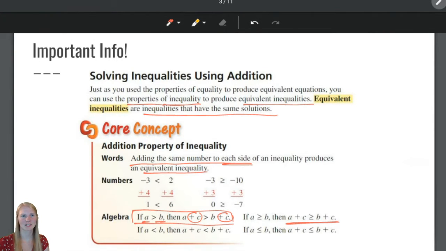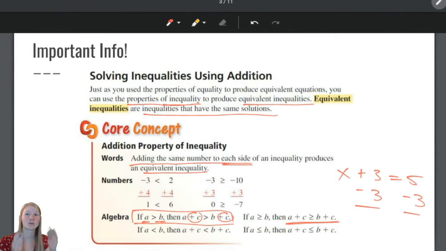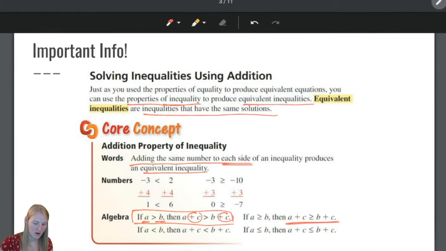It's just like what we learned when we had x plus 3 equals 5, and we were allowed to subtract 3 from both sides because we did it to both sides and it kept our equation the same. It is the same thing if I have 5 is greater than 2. That is a true statement.